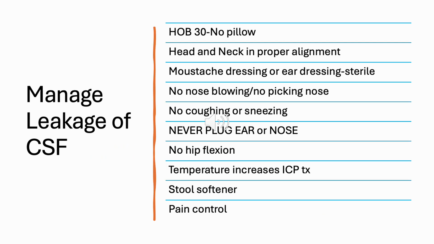If you have somebody with a basilar skull fracture, you want to manage the leakage of CSF, cerebral spinal fluid. So head of bed needs to be 30, no pillow, because you don't want the neck to flex, okay? Because if you have any flexion, like with the head and neck, the patient could increase intracranial pressure. So you want the head and neck in proper alignment. So the head of bed 30 and the head and neck just straight, not flexed. Okay, so that means the cerebral spinal fluid can drain from the head.